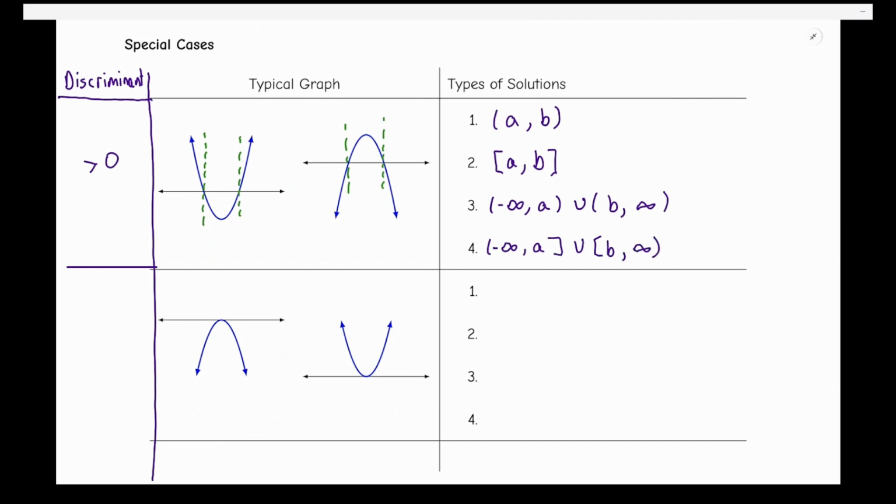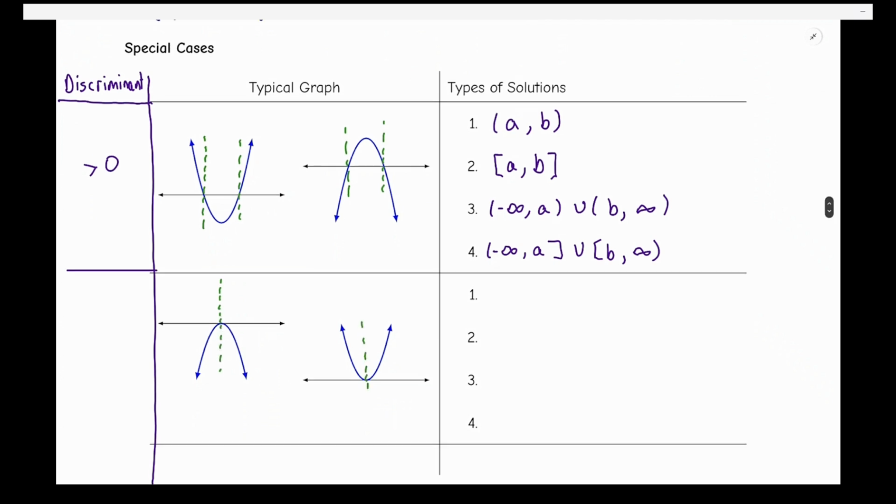And you'll see we did an example of type 1, type 2, and type 4. We didn't do an example of type 3, but it would be very similar to type 4, just without an equal sign. Now in this case, we only have one real 0, so it splits our number line into two regions. And remember, we get one real 0 when the discriminant is equal to 0.